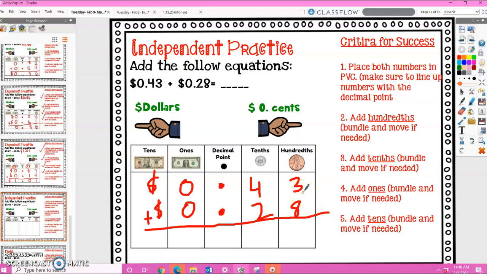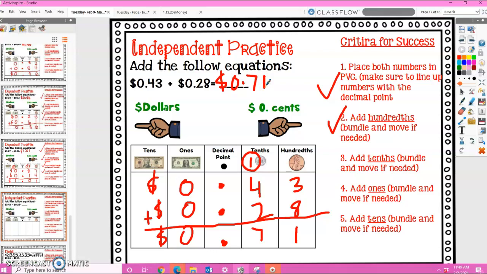8 plus 3 is 11. So that means we need to bundle and move. All right. Step 1 is done. Step 2 is done because we added our hundredths. Now we're on step 3. Add our tenths place. 1 plus 4 plus 2 equals 7. Decimal point. 0 plus 0 is 0. And dollar sign. So our answer is $0.71.